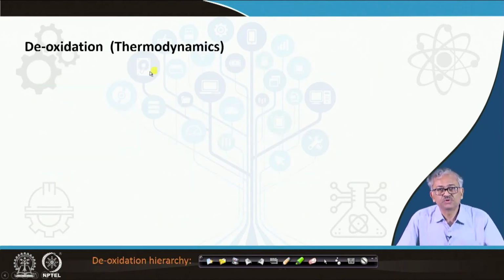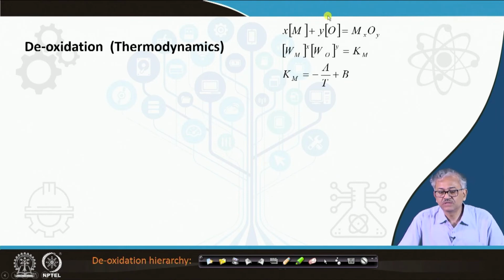Now let us talk about some thermodynamics of deoxidation, and this is the general reaction for deoxidation. Suppose x moles of metal M react with y gram atoms of dissolved oxygen, it will form the oxide MxOy. Suppose it is a very general oxide, right? xM plus yO is equal to MxOy. Then from the equilibrium constant, you can write the activity of MxOy divided by the activity of M and O.